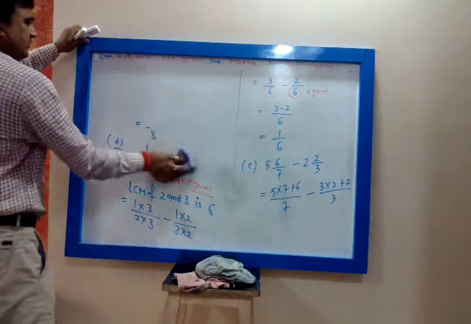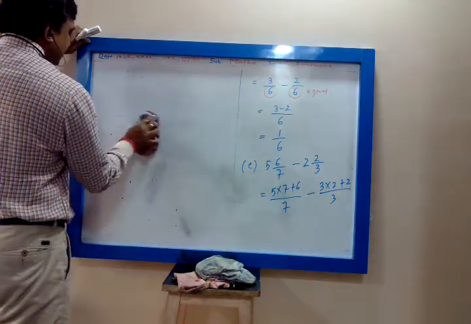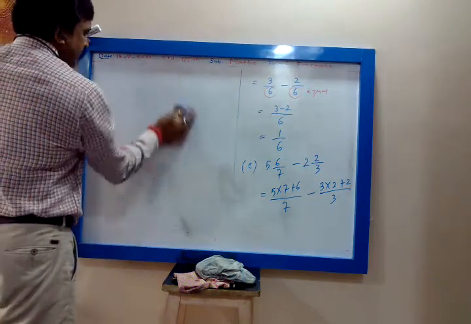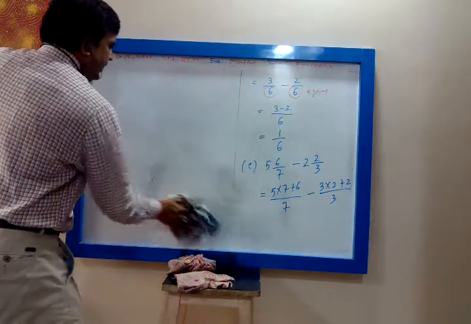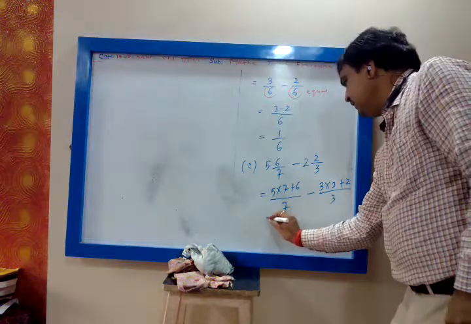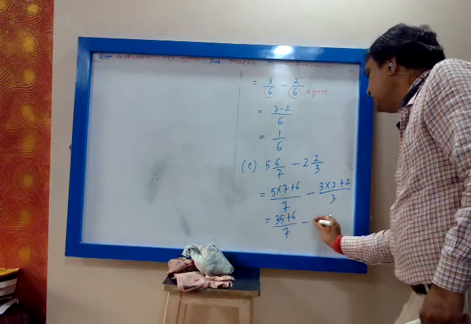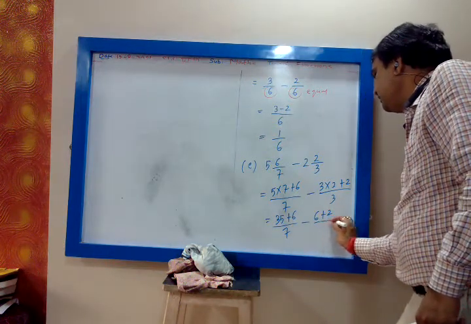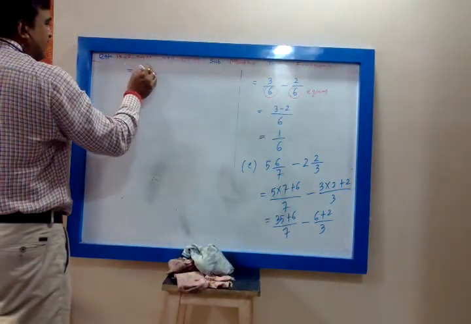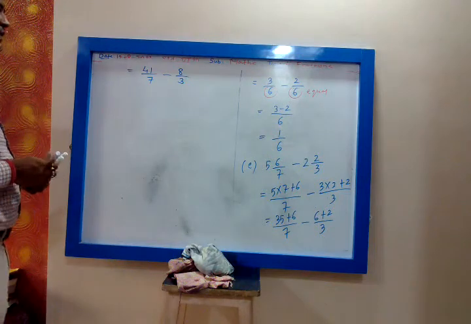5 into 7 is 35. 35 plus 6, 41. Yes, 35 plus 6 is 41. Somebody's disturbance is there, mute the microphone. 35 plus 6 upon 7 minus 3 2s are 6, 6 plus 2 upon 3. 35 plus 6 is 41 upon 7. 41 upon 7 minus 8 upon 3. 6 plus 2 is 8.